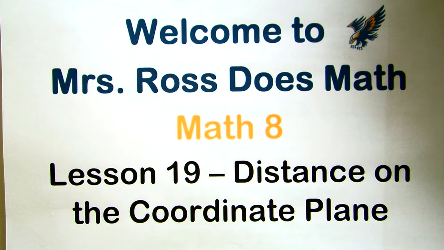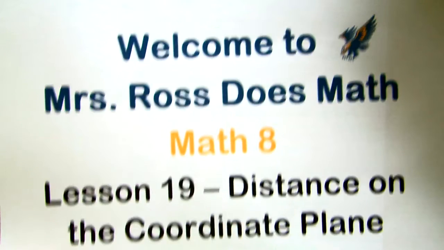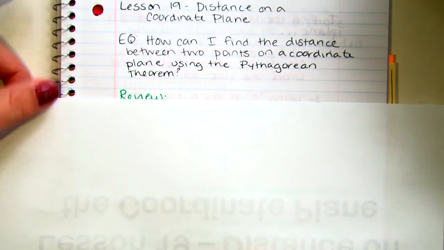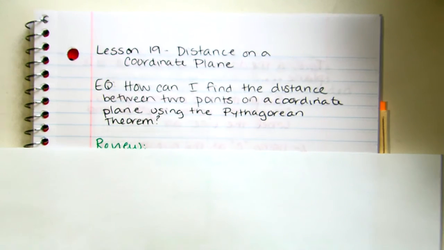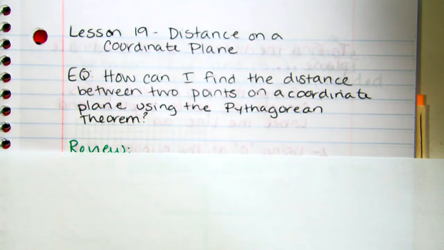Ross Does Math. Today's lesson is for Math 8, and it is Lesson 19, our topic, Distance on the Coordinate Plane. In this lesson, we will be taking our Pythagorean Theorem and applying it to a graph. So before we get into things, we're going to do a little bit of review today. Like I said earlier, our topic today is Lesson 19. This is distance on a coordinate plane.